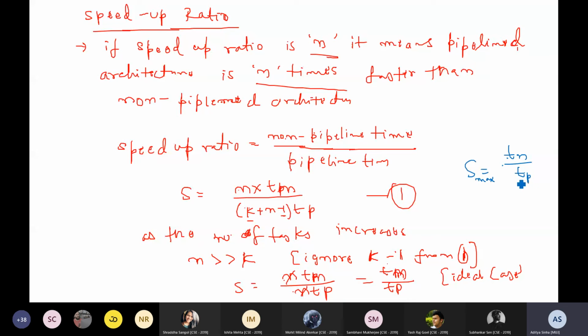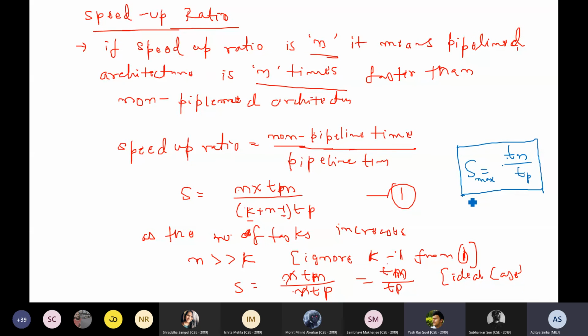So when we have actually ignored the value of k minus 1 from the equation number 1, why did we ignore the value of k? Why did we ignore, anyone? Value of k? So n will become too large with respect to k, so we can ignore.